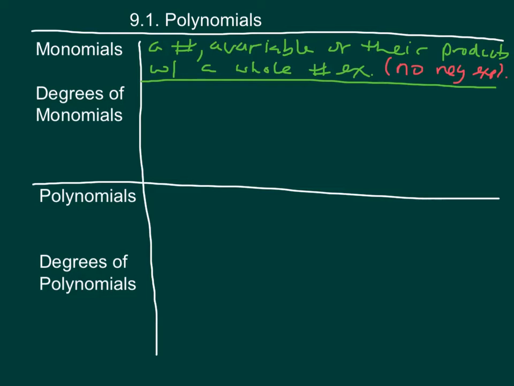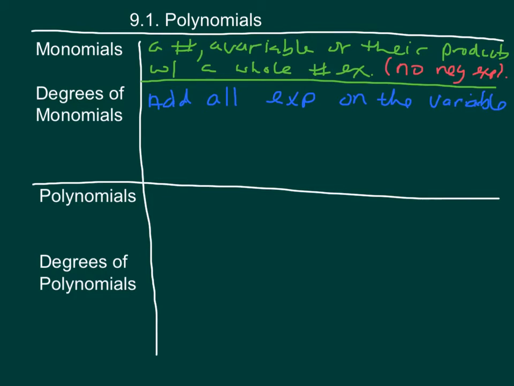So to find the degree of a monomial, what we do is we add all the exponents on the variables. Okay, so I'll do a couple examples here. That's probably the easiest way.